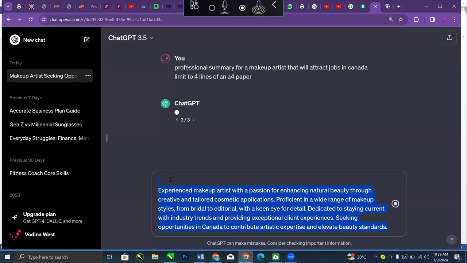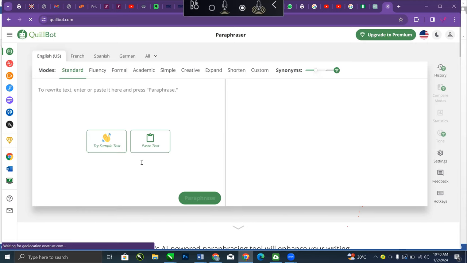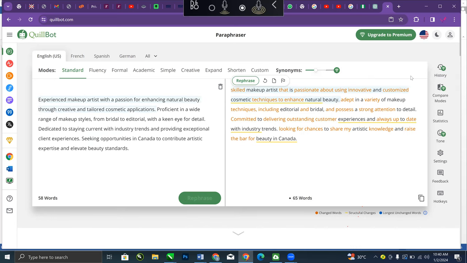Are you seeing it's generating another professional summary for me? The first one was experienced makeup artist. Now it's the same versatile and skilled makeup artist with a passion for enhancing natural beauty. So it can keep regenerating for you. And you, on the other hand, can also paraphrase. Now, Quillbot is open here. If I paste what I copied into Quillbot on the left-hand side and click paraphrase, Quillbot is going to paraphrase it for you.